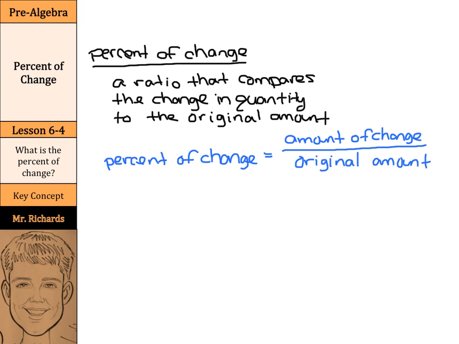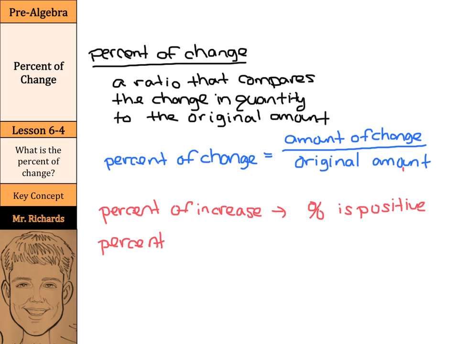Now we can have two types of percents of change, an increase and a decrease. And this is pretty logical. A percent of increase is when your percent is positive, and a percent of decrease is when your percent is negative. So our key concept, percent of change, is our amount of change over our original amount.